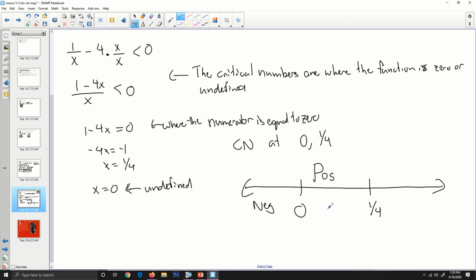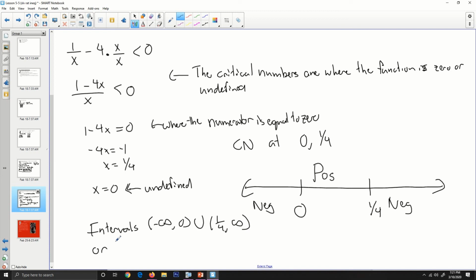All right. And then when I pick a number over here, say +10, 1 minus 40 is negative on the top, divided by +10 is positive on the bottom. Negative divided by positive is a negative. And since we're looking for where it's less than 0, our intervals would be from -infinity to 0, unioned with a quarter, not a half, Macaulay, a quarter to +infinity.